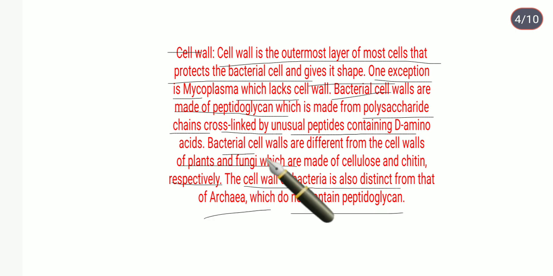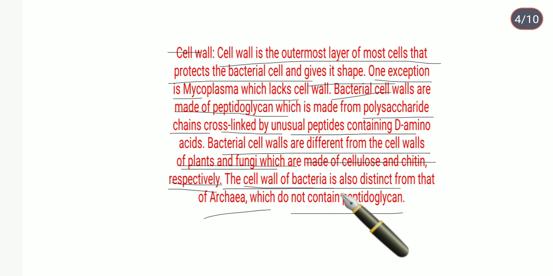The cell walls of bacteria are different from those of plants and fungi, which are made up of cellulose and chitin respectively. The cell wall of bacteria is also distinct from that of archaea, which do not contain peptidoglycan, so the cell walls of bacteria and archaea differ.